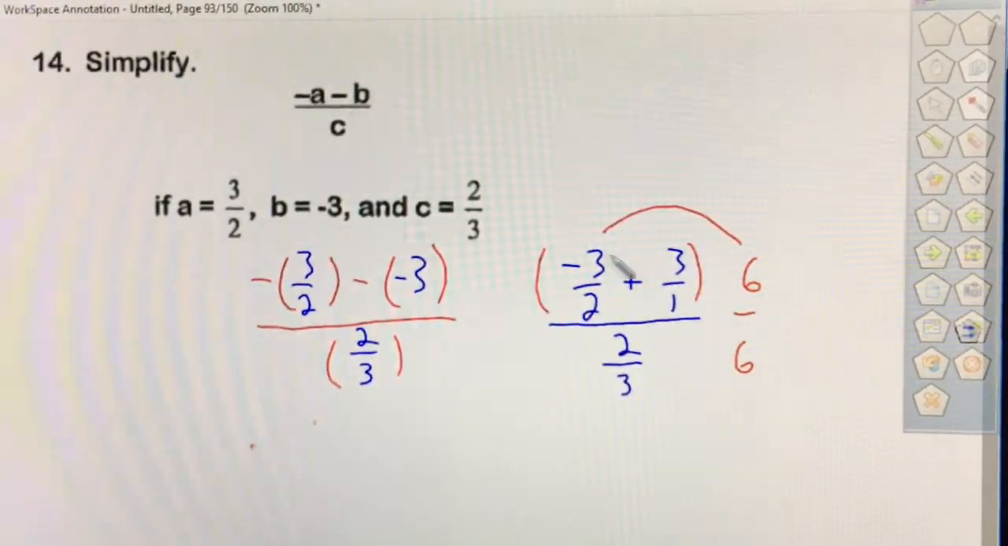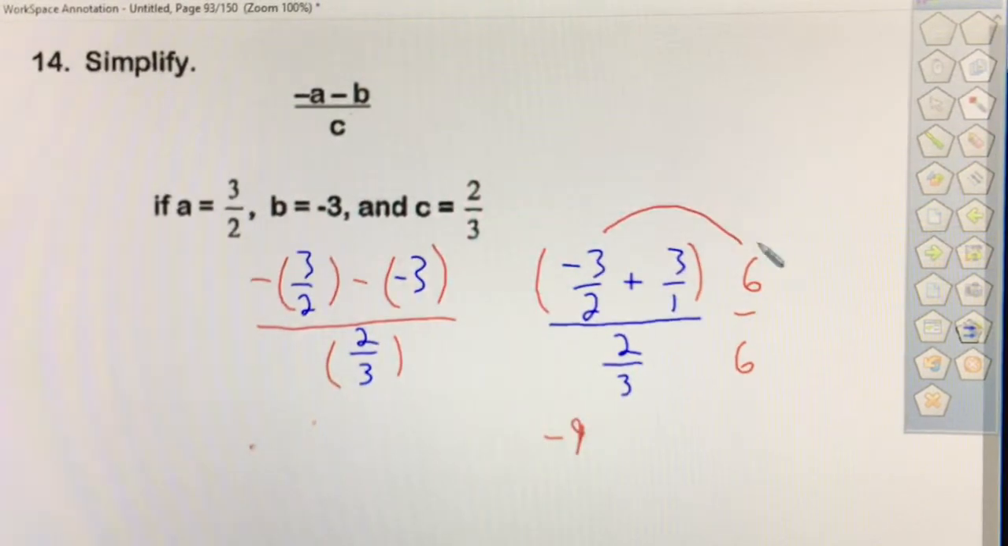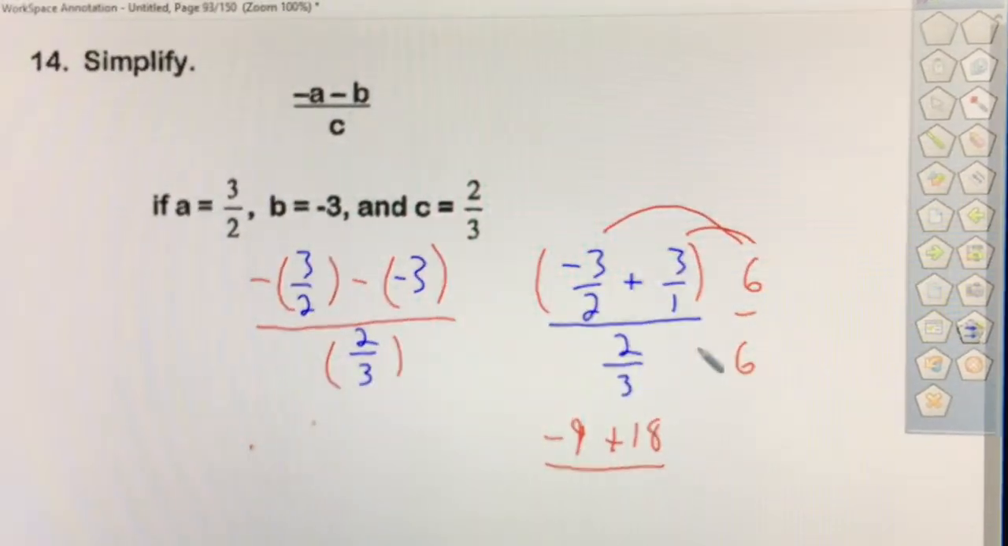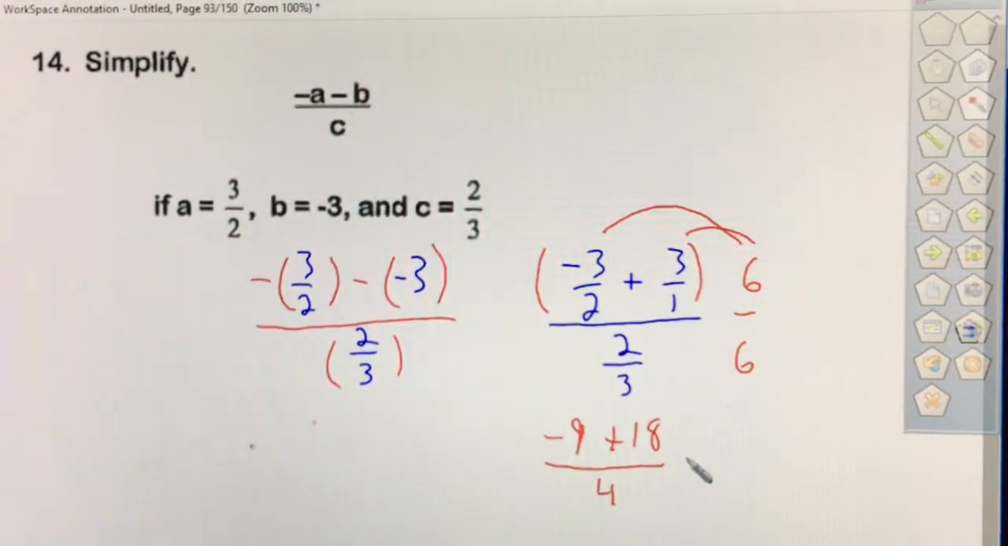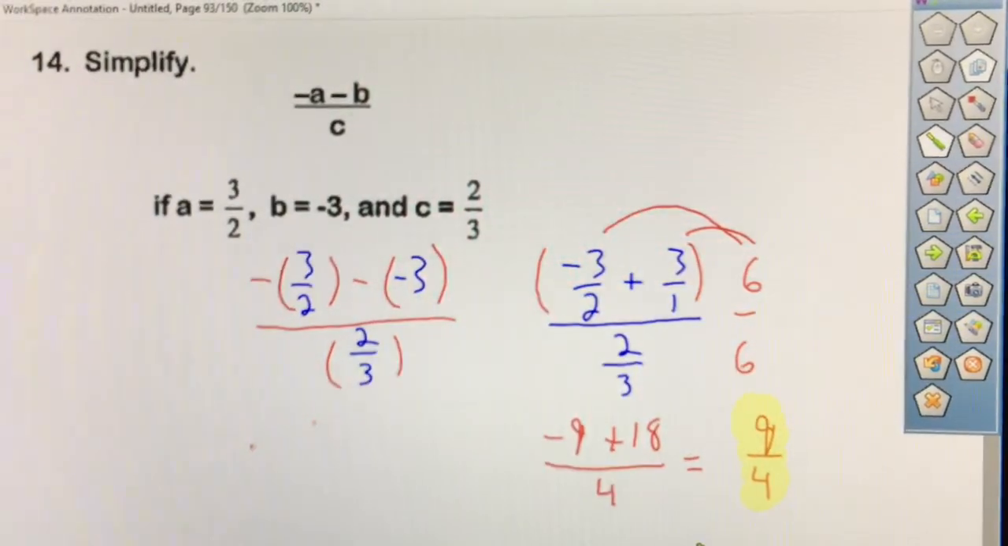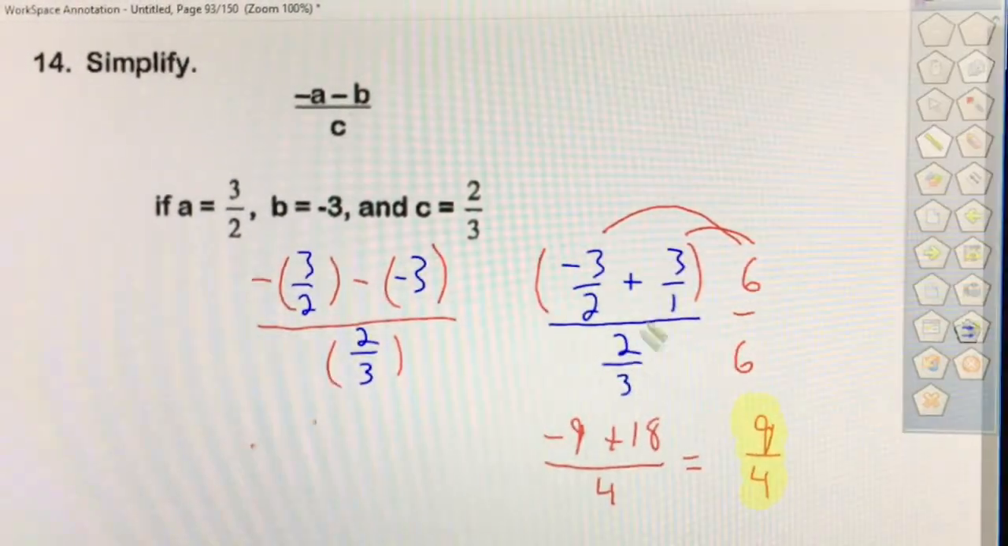6 times negative 3 divided by 2, that's going to be negative 18 divided by 2 is negative 9. 6 times 3 divided by 1 is 18. 6 times 2 is 12, divided by 3 is 4. 18 minus 9 is 9 over 4. Once again, Algebra 2 teachers, read them and weep. I don't think anybody can do a fraction as quickly as that, using common denominators on each level and then KFCing it.